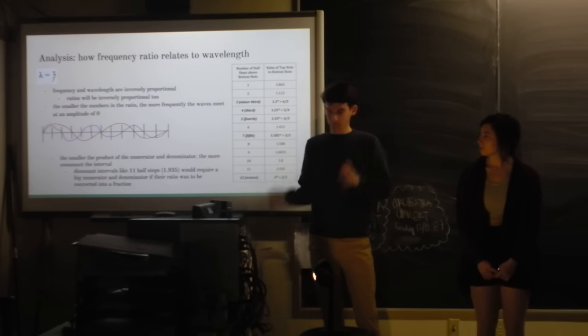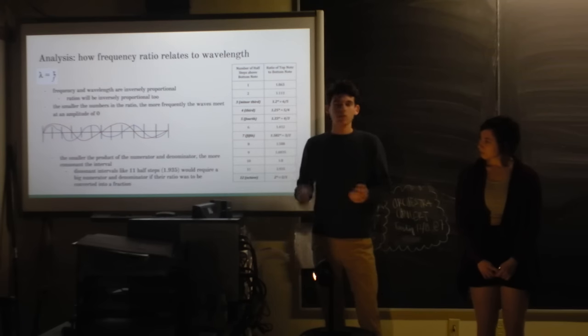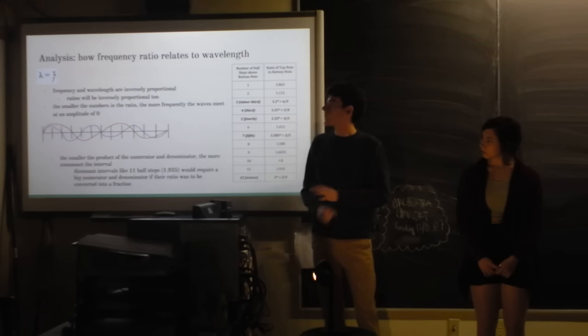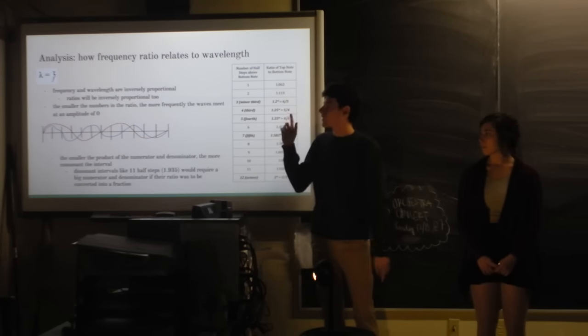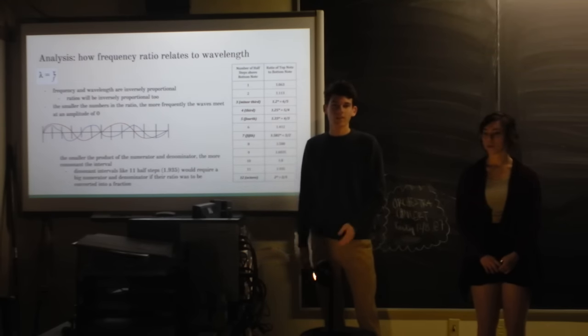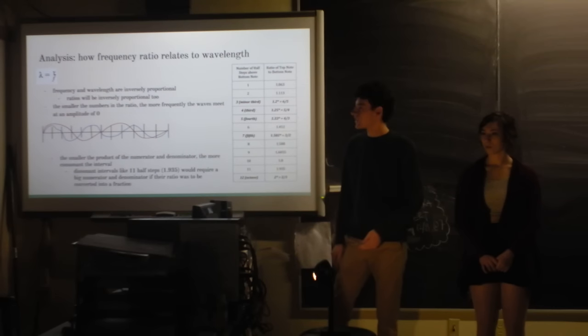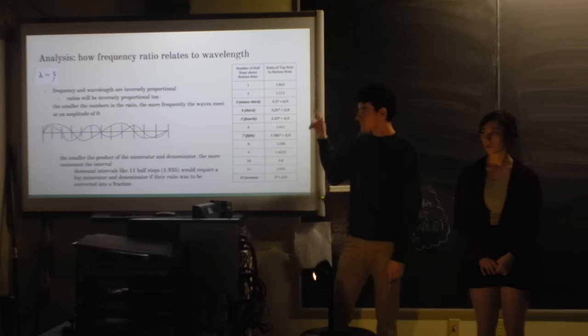Since we noticed relationships between frequency, like ratios between frequencies, we wanted to analyze how that related to wavelength. Since wavelength is velocity over frequency, we assumed that the velocity of the sound was the same, because we were playing on the same instrument, in the same room. Since they're inversely proportional, the ratios are inversely proportional too. So we just flip the ratios.